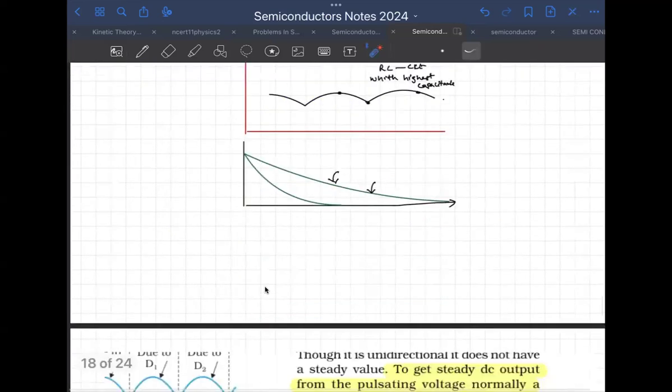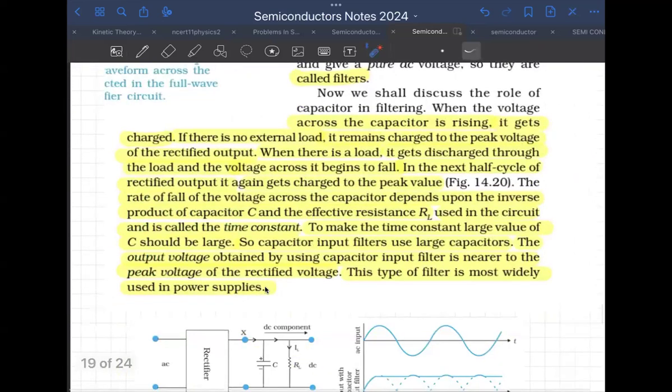That is what is mentioned here clearly. As the voltage across the capacitor is rising, it gets charged. If there is no external load, it remains charged to the peak voltage of the rectified voltage. When there is a load, it gets discharged through the load and the voltage across it begins to fall. In the next half cycle of the rectified output, it again gets charged to the peak value. So likewise, the process gets repeated.